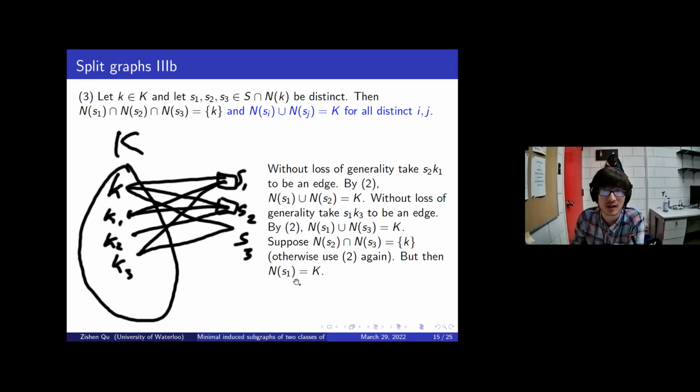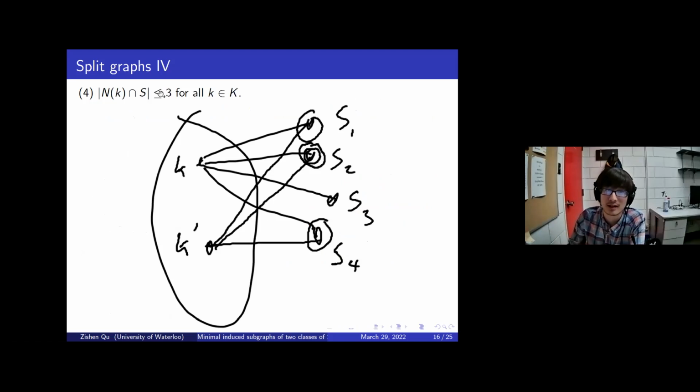So S1 is just entirely of K, but you can't do that because we made K as large as possible. So we should have moved S1 into K. Okay, the fourth claim: the degrees of vertices in K intersect the stable set are going to be less than or equal to 3. Suppose not, suppose that there's an S4 incident to K as well.